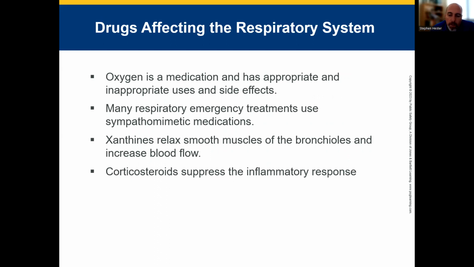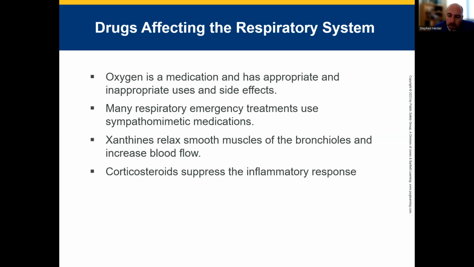All right. Respiratory system: oxygen is one of the most common ones. Over-the-counter decongestants, pseudoephedrine, antitussives, and Benadryl. Many of these respiratory emergencies use sympathomimetic medications, so they stimulate the beta 2 receptors.